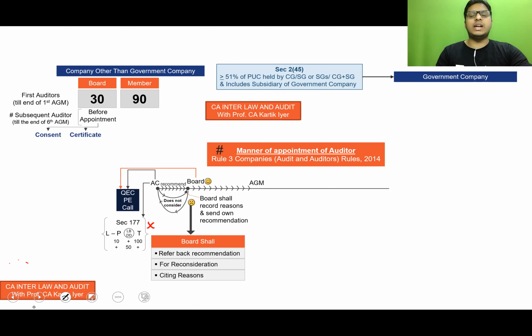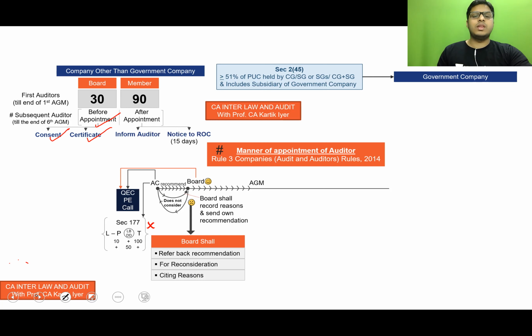Now, at the AGM, before the appointment, the auditor has to give his consent and a certificate. I hope you can see it here. Before the appointment, the auditor has to give his consent and a certificate that he is not disqualified under section 141, subsection 3. Okay, no disqualification is there.